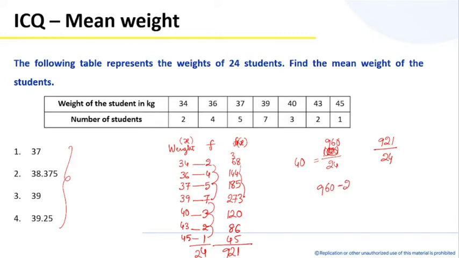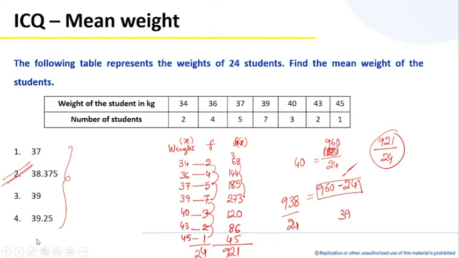So can I express 960 minus 24 is going to be definitely how much? 938. Yes, are we agreeing? So if it is 938, I do know it's going to be 39, but it is 921, which means it has to be slightly less than 39 and close to 39. The only option I can think of here is going to be option 2 without doing anything.